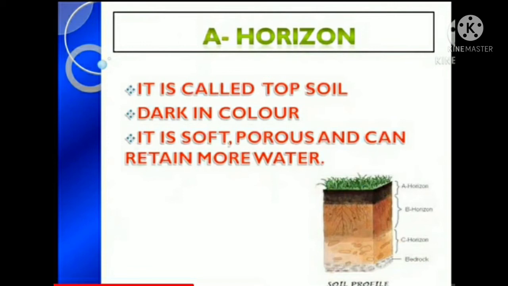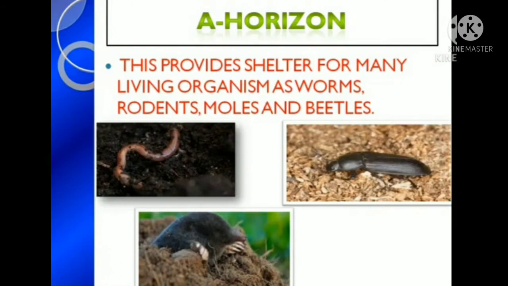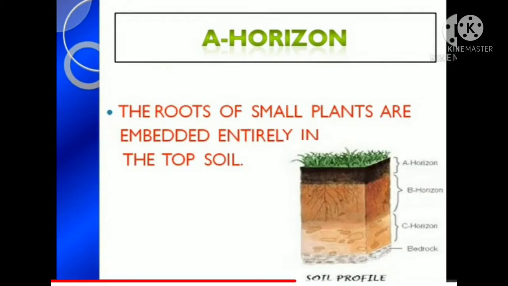A horizon is called the topsoil. It is generally dark in color and is rich in humus and minerals. It is soft, porous and can retain more water. This provides shelter for many living organisms such as worms, rodents, moles and beetles. The roots of small plants are embedded entirely in the topsoil.